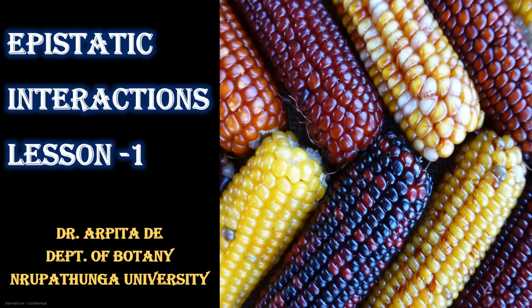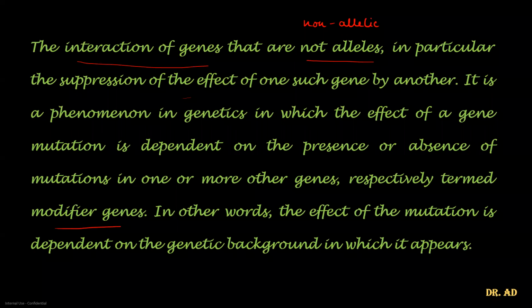Before we start our discussion today, we must first discuss what is epistasis. Epistasis can be defined as the interaction of genes that are not alleles, that is, non-allelic interactions. In particular, the suppression of the effect of one such gene by another. So in simple words, you can define it as a masking effect. The effect of one gene is masked by another gene, and that is non-allelic, right?